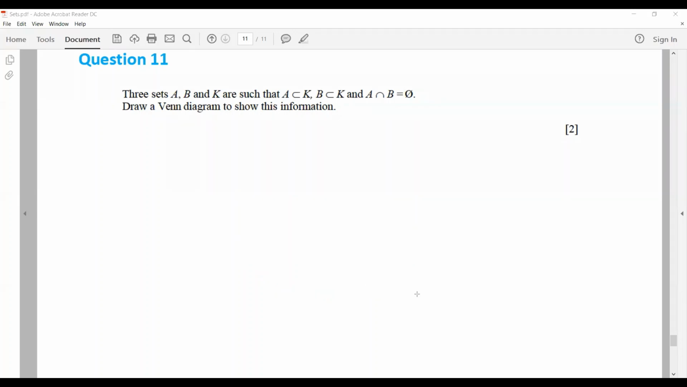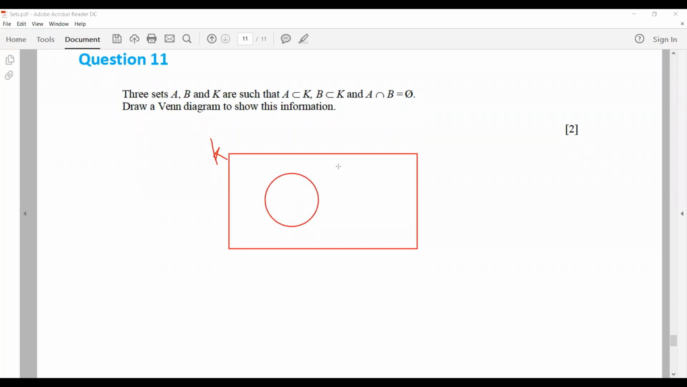In this case, K is kind of my universal set. So this is K, or if you want to draw a circle, it's also fine. And A and B fall inside and they don't share anything. That's it. This is the answer. Just label them A and B.